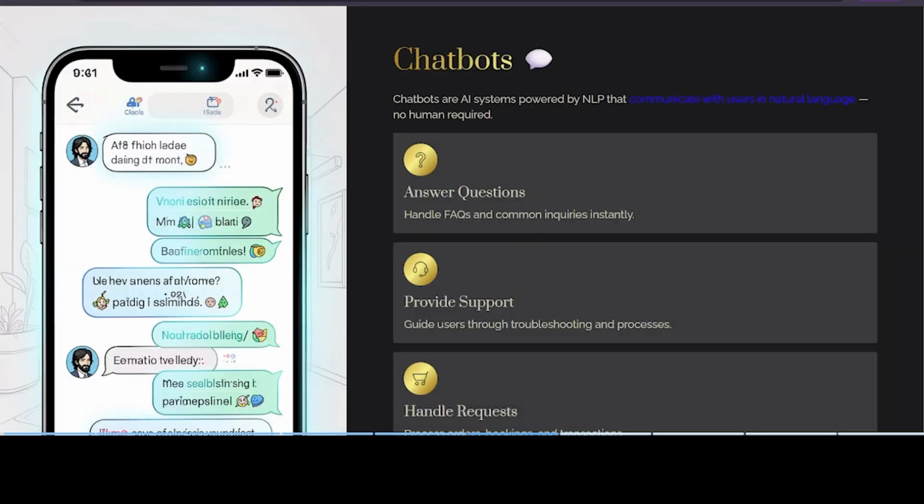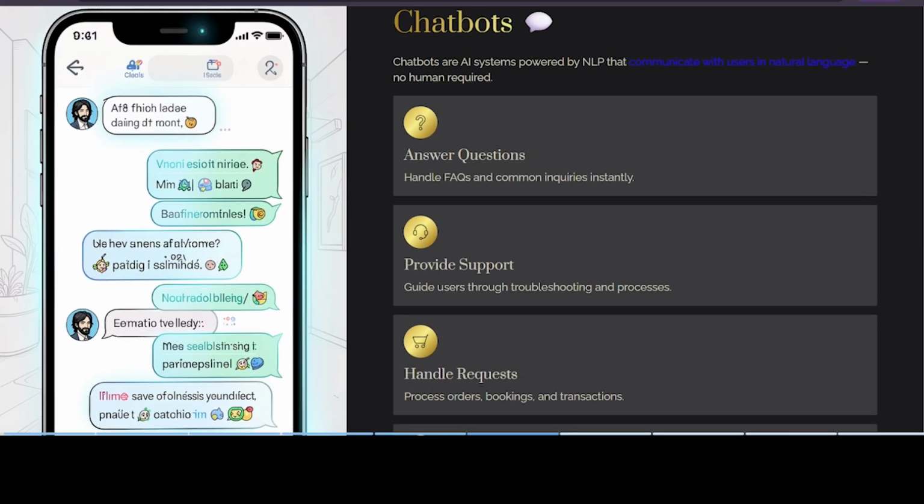Next one is the chatbot. This is also an important thing in today's world. Have you ever visited a website and immediately seen "Hello, how can I help you today?" This is usually a chatbot. A chatbot is a software that is used to communicate with users by using natural language.